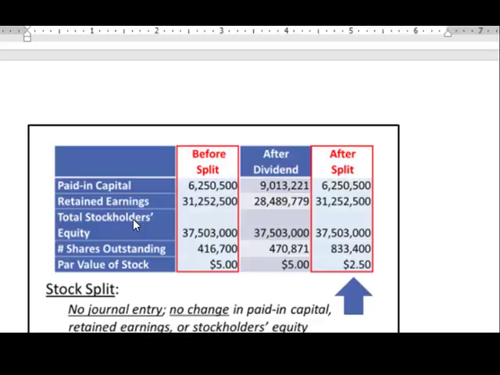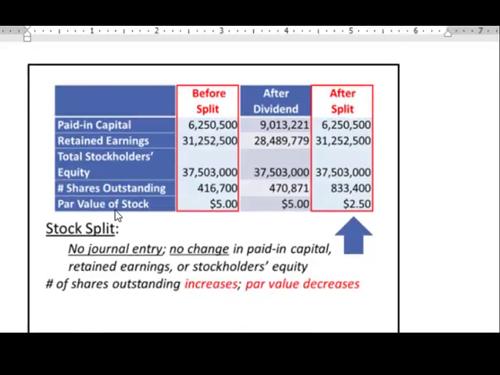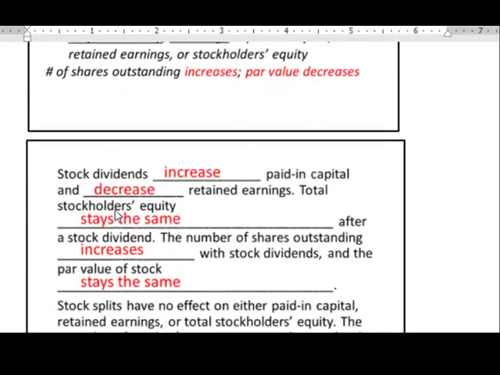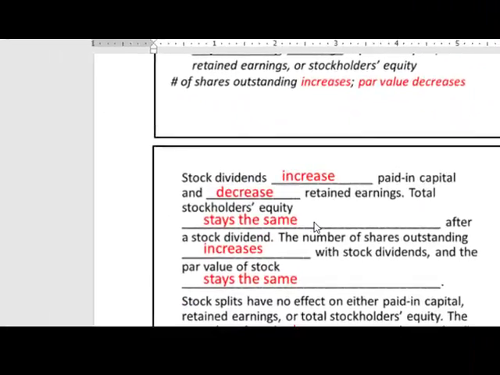Now, if we had had a 3-for-1 split instead, the number of shares outstanding would have tripled, and the par value of stock would be 1/3 of the original amount. So let's go down and take a look at these completion statements.